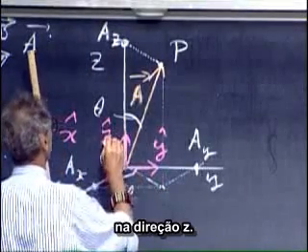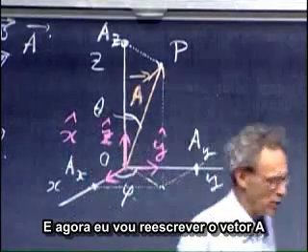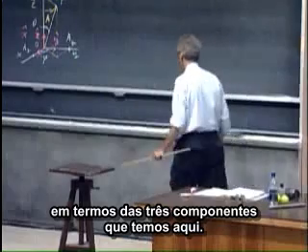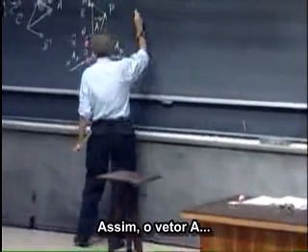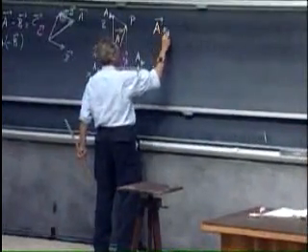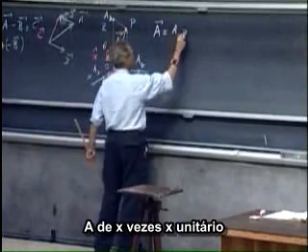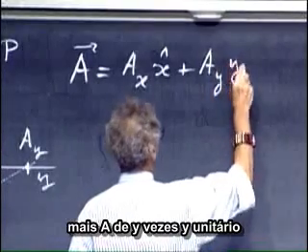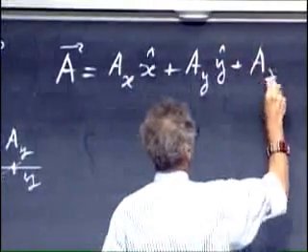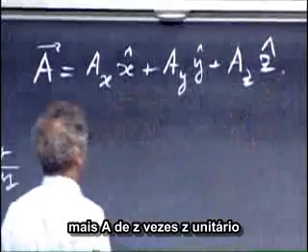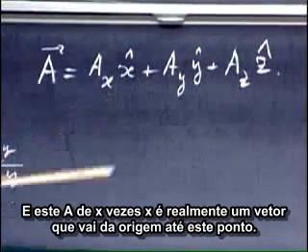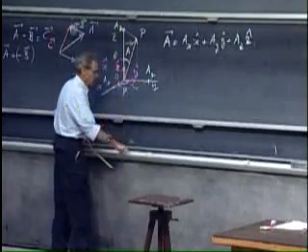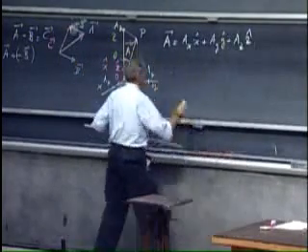in the z direction. And now I'm going to rewrite vector A in terms of the three components that we have here. So the vector A, I'm going to write as A of x times x roof plus A of y times y roof plus A of z times z roof. And this A of x times x roof is really a vector that runs from the origin to this point. So we could put in that as a vector if you want to. This makes it a vector.